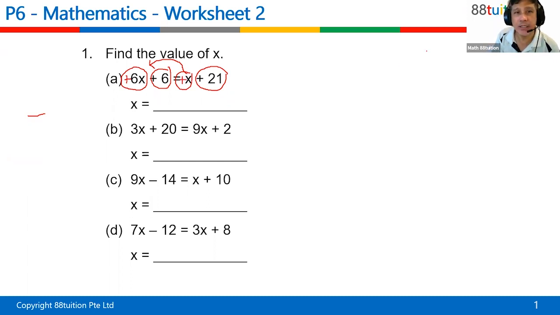Just doing this part first, we will already have 6x minus x on the left side. Then we want to push all the numbers to the right side. I have a 6 on the left side and 21 on the right side. So if I bring my 6 over to the right side, the operation changes to a minus. So what I will have now is 21 minus 6. That is our very first step.